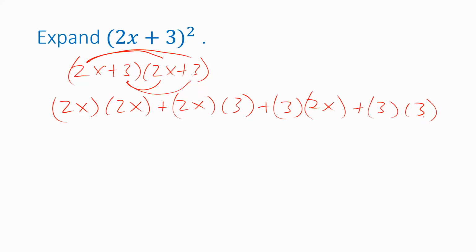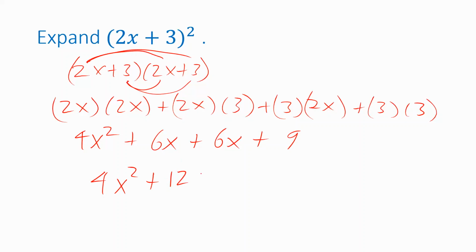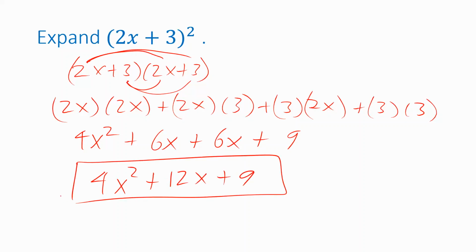All I have to do now is simplify by combining things that are like terms and writing them more neatly. 2x times 2x, 2 times 2 is 4, x times x is x squared. 2x times 3 is 6x, 3 times 2x is 6x, and 3 times 3 is 9. And finally, if we combine like terms, 6x plus 6x is 12x. And this is the simplified or expanded form of 2x plus 3 quantity squared.